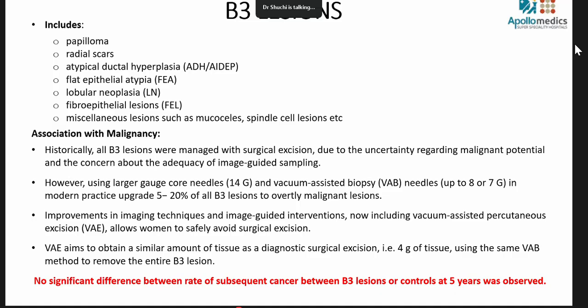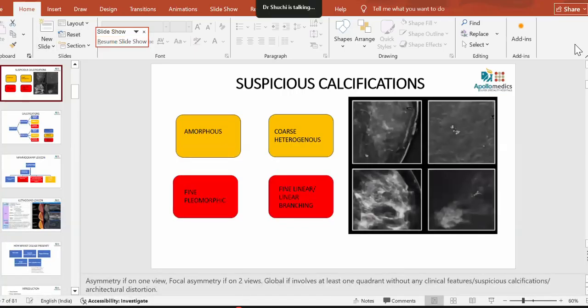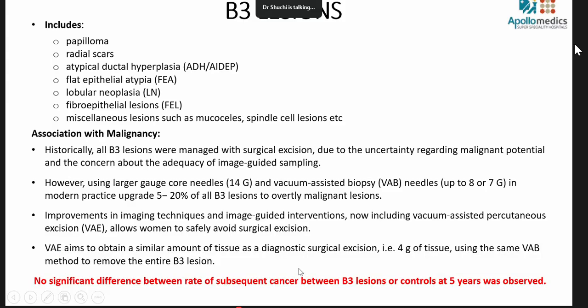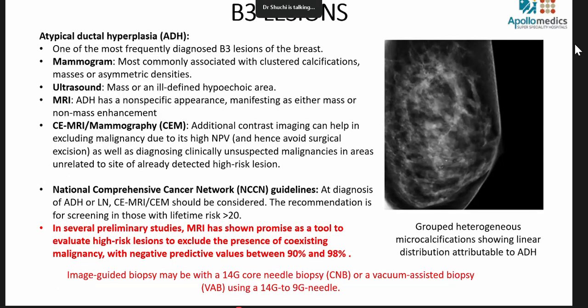No significant difference between the rate of subsequent cancer between B3 lesions or controls at 5 years was observed. So these are slow growing malignancy, no differences there, but you should be able to make out exactly what they are.